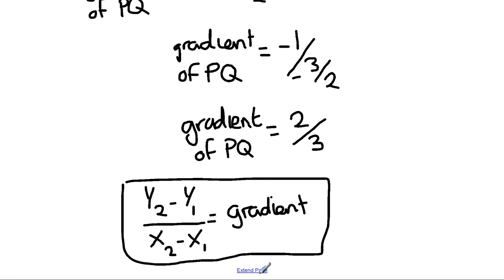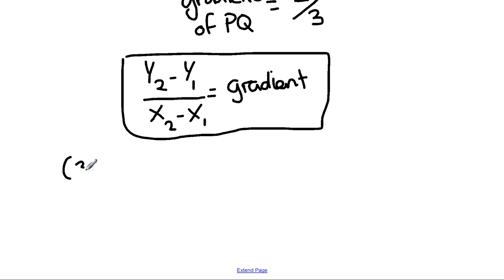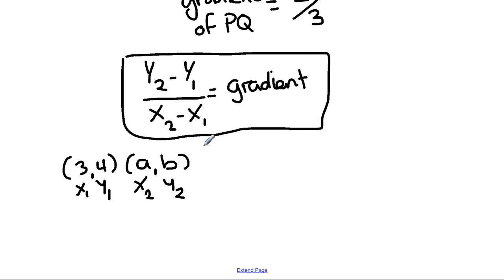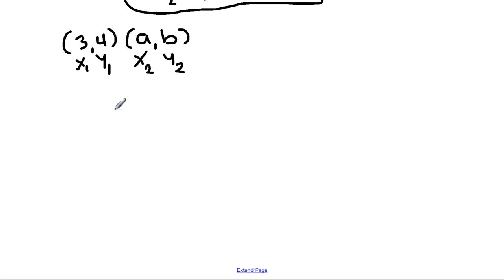So what we have so far is the points (3, 4) and (a, b). I'm going to label these points x1, y1, x2, y2. I'm then going to substitute these points into this equation, and equate it to the gradient of PQ, which is 2/3. So we have y2, which is b, minus y1, which is 4, over x2, which is a, minus x1, which is 3, equals 2/3.